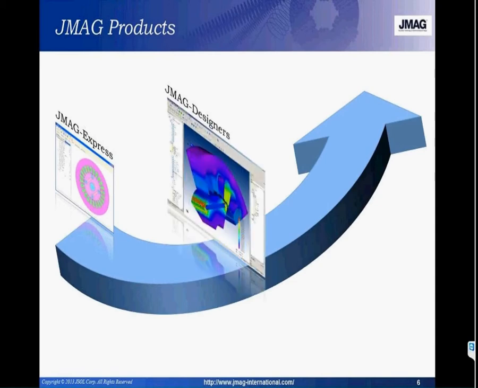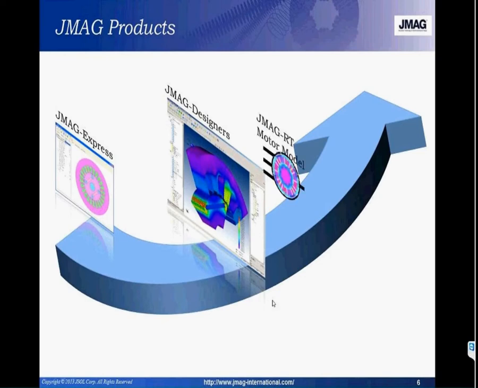Next, we move to JMAG Designer. This is the heart of our analysis package or analysis tool chain. This is where all the models can be run in much greater detail. So we can take our very basic JMAG Express model, move it into JMAG Designer, and run a much more thorough analysis in JMAG Designer.